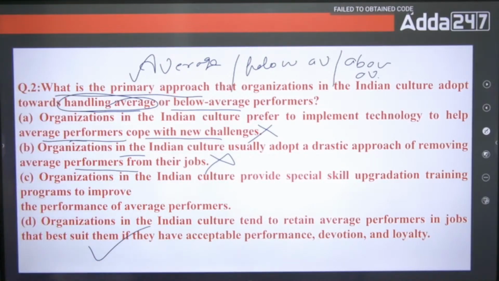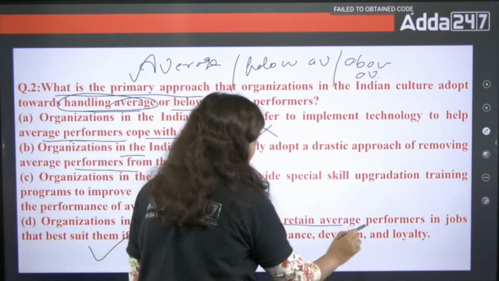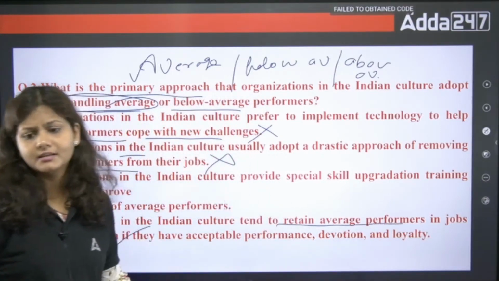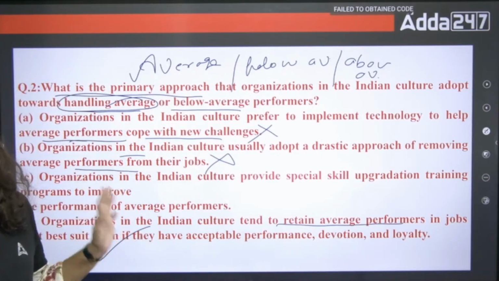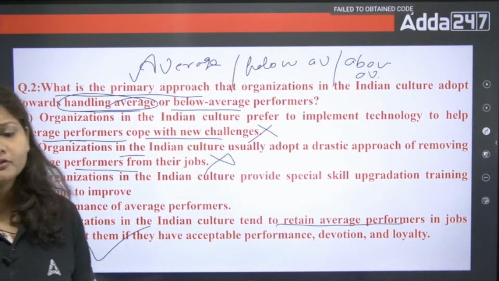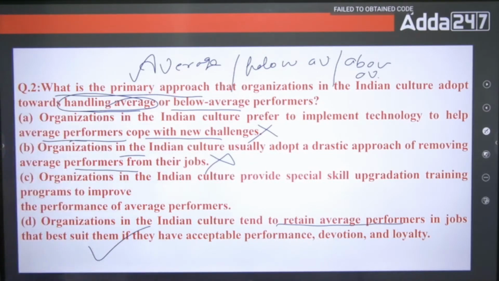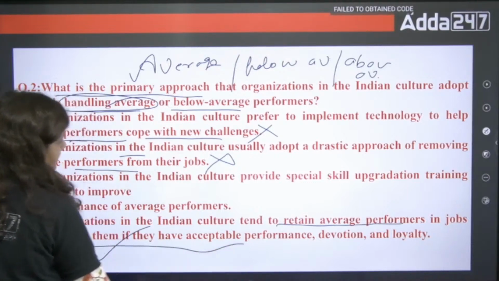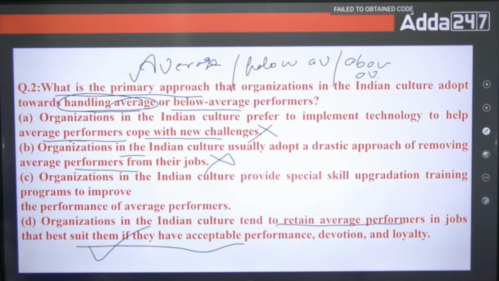The organization in Indian culture tend to retain. Actually in HRM there is a problem. You can see here all the 4 options seem like a correct one, right? But you have to choose the right one. You have to choose the most appropriate one. So here D is the most appropriate answer. Organization in the Indian culture tend to retain average performer in job that best suit them if they have acceptable performance, devotion and loyalty. So D is the right answer here.